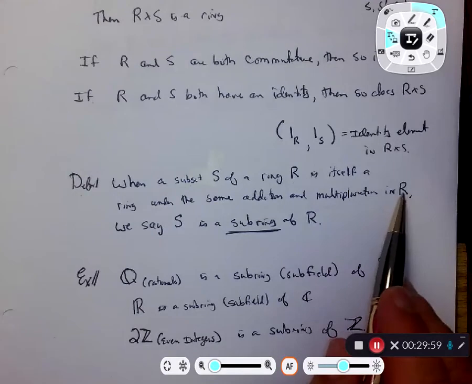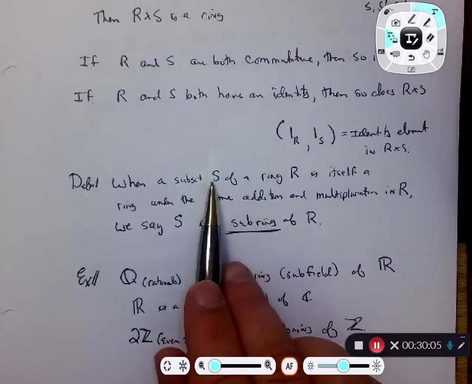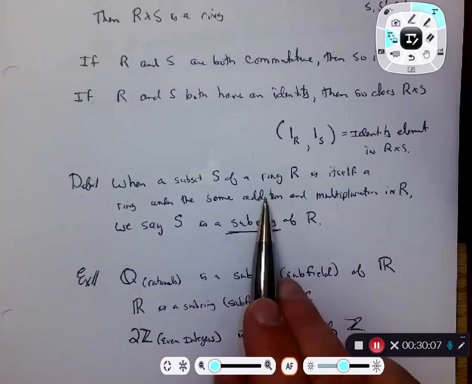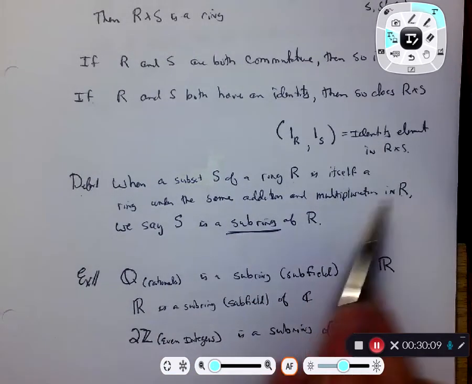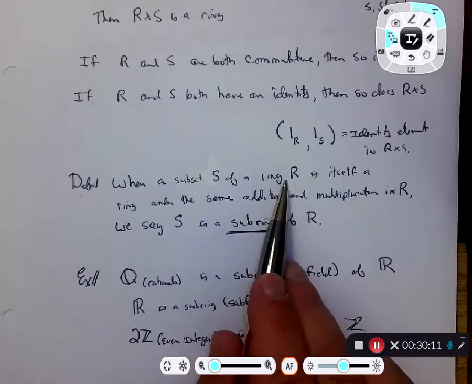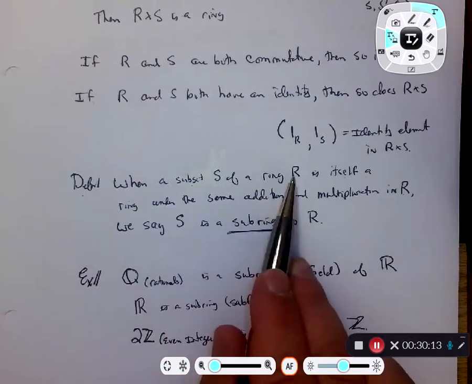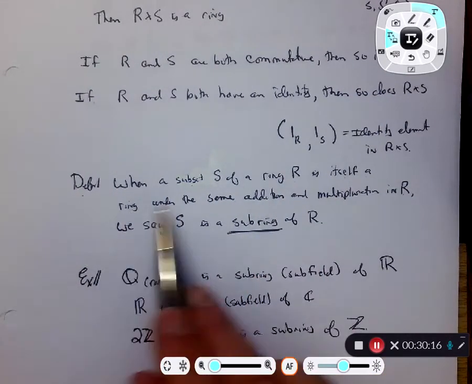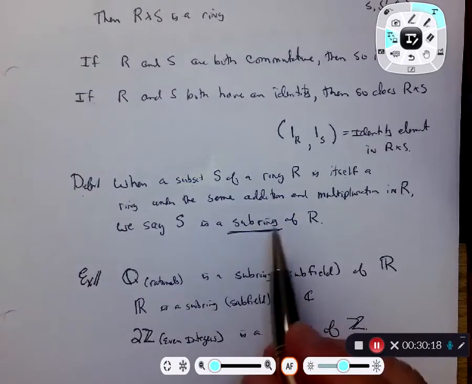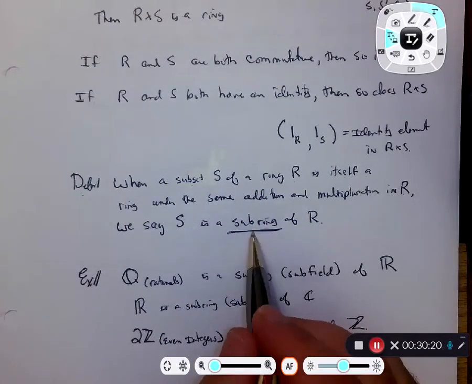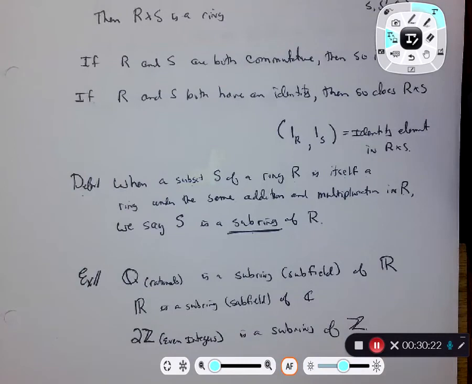So you got this ring R. You give yourself a ring R. We got lots of them already. Look inside of it and look at subsets. And you look at the same addition and multiplication in ring R. And if this is still going to be a ring, when a subset S of a ring R is itself a ring under the same addition and multiplication, we call that a subring of R. S is a subring of R.